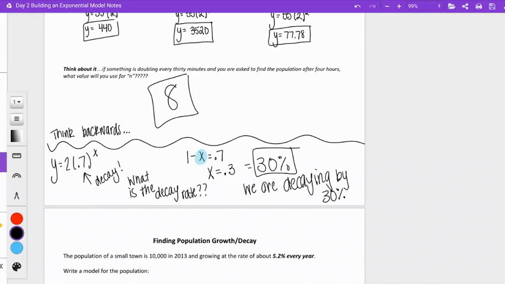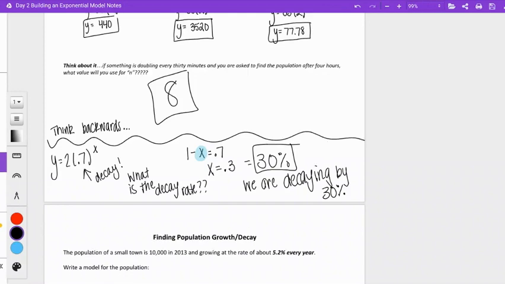And that sometimes is a hard concept to grasp with students, that even though the multiplier is 0.7, we would say that we're decaying at a rate of 30%, because you're not saying that you're gaining 70% of an item, right? Like you're losing 30% of that value. So just something to think about, and we'll talk more about it.